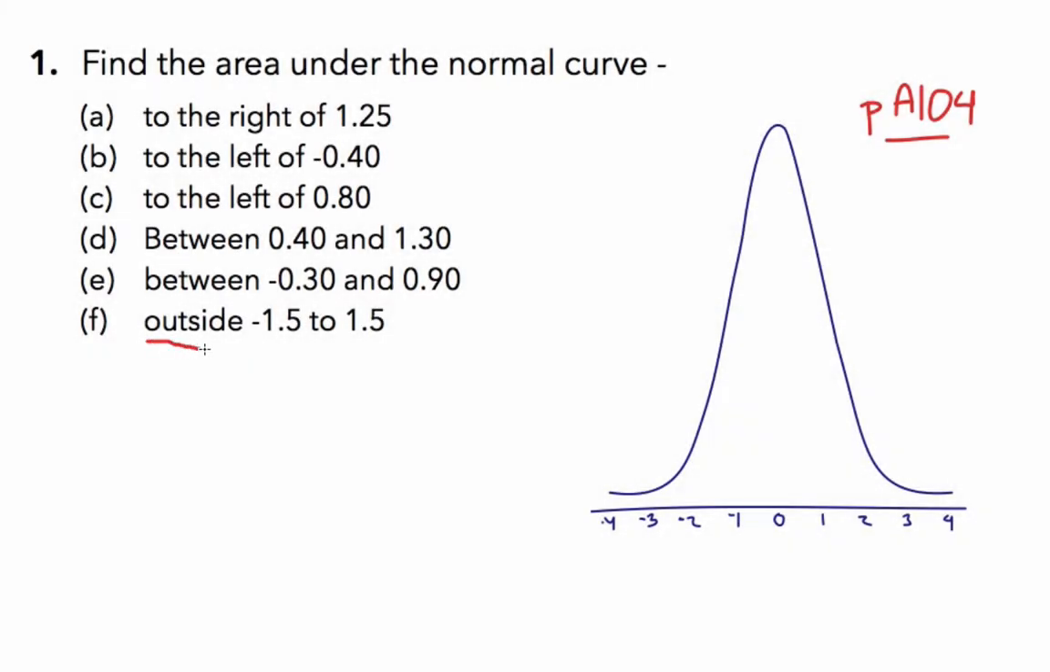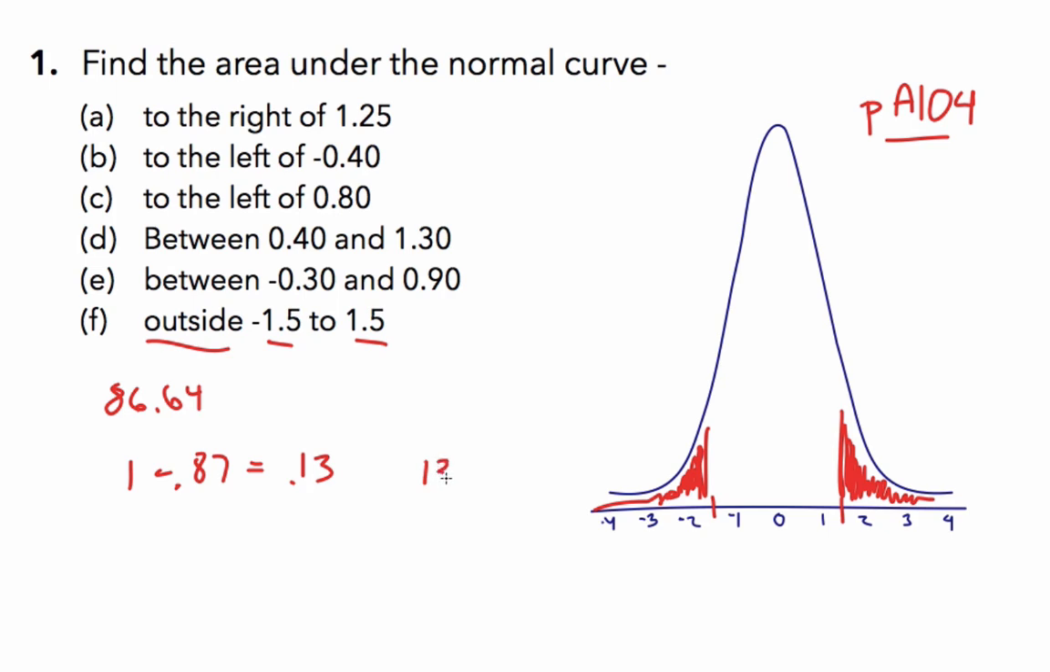Finally, we get to part F. We're interested in the area outside of negative 1.5 to 1.5. I've shaded in both tails of the distribution now. When we look up 1.5 in the table, we see that it is associated with 86.64. If we subtract that from 1, we get 0.13, or 13%. This is the area covered by the tails.